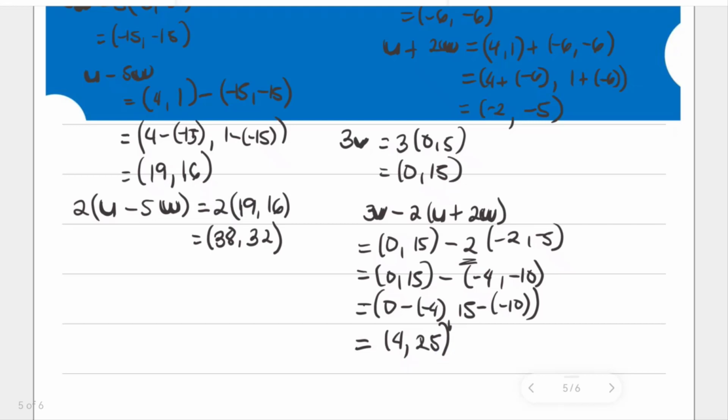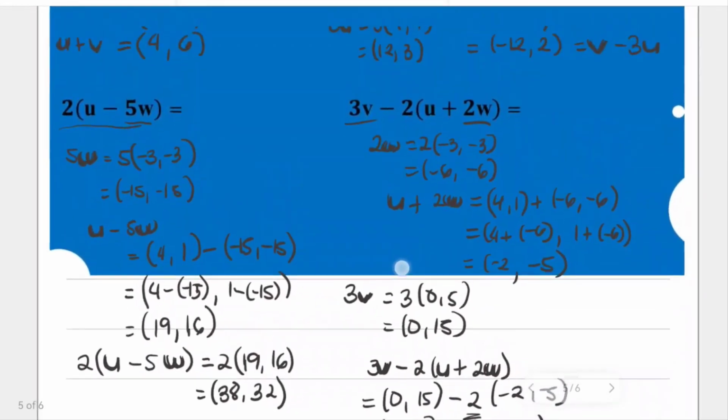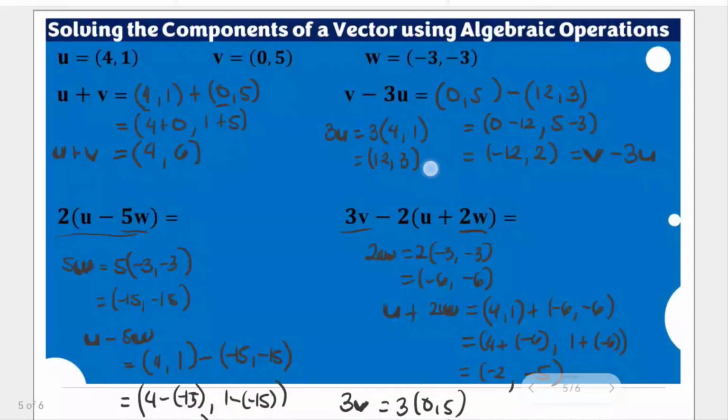4, then 25. So this is the result now of the four different processes pertaining to solving the components of a vector under these algebraic operations. Thank you for watching.